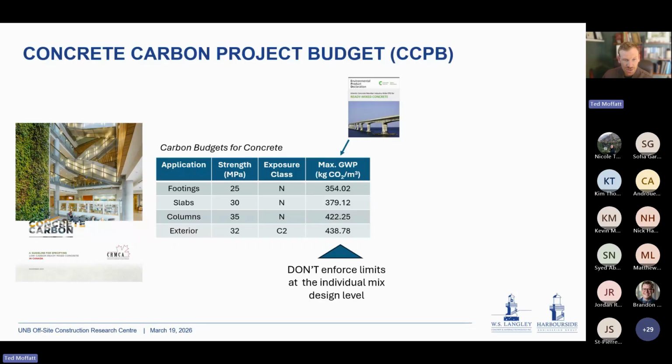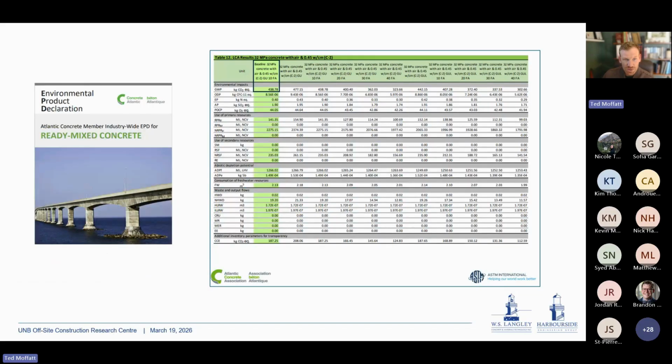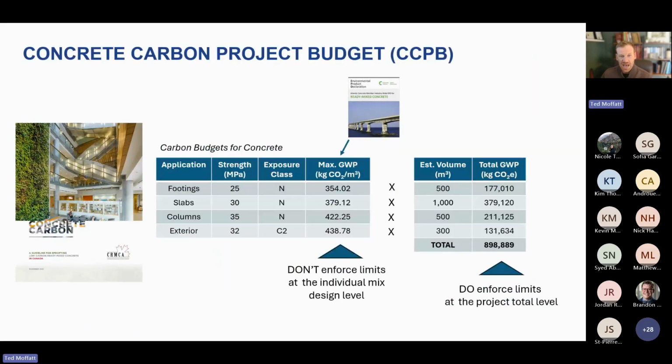So if we look at this C2, 438.78, we reference the table 12, which is 32 MPa C2 concrete. It has a regional baseline value of 438.78, which is essentially here. Once we do that, we multiply these values by the estimated volume of concrete that will be supplied for each of these elements. Certainly this can be updated later, but when you're about to start the project, you estimate the volumes. And this value here, approximately 899,000 kilograms of CO2 equivalent, is the value that you want to enforce on the job.